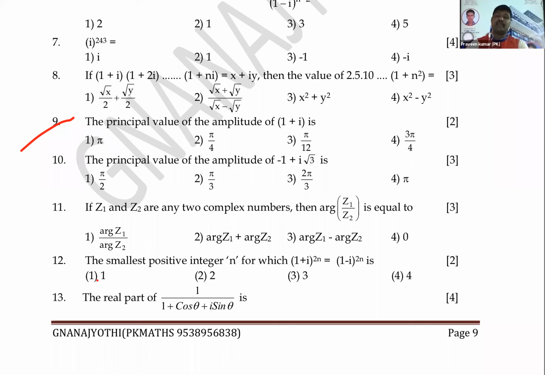You observe, every time, for each and every question, it will take a minimum of 3 minutes for explanation and writing. Now see, I started at 6, now it is 24 minutes. We completed 8 questions, exactly 3 minutes each, and sometimes I will take more.